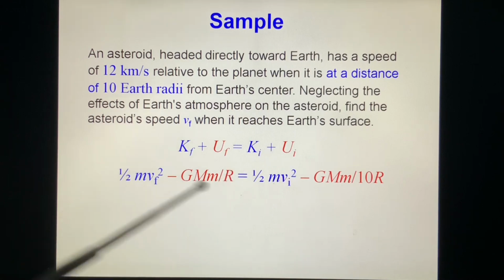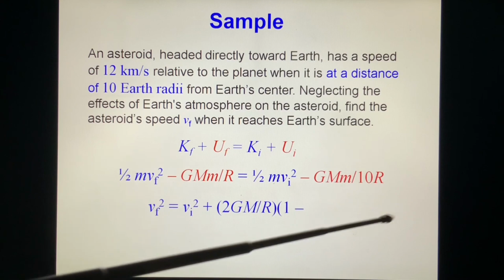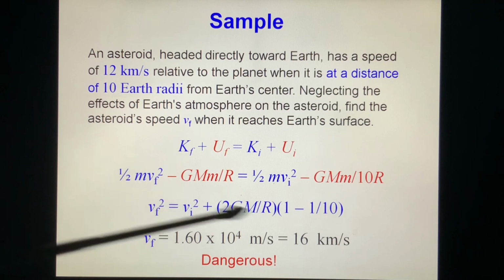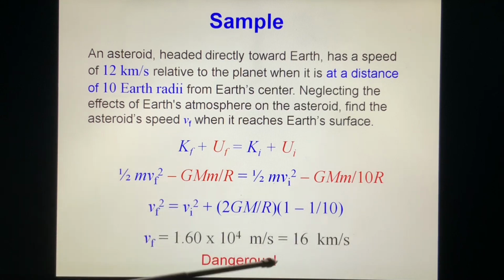So in this way, we can find v final, okay? v final squared equals v initial squared plus the potential terms. Combine these two, get this one, and we get v, okay? We put the numbers in, and we get the answer: 16 kilometers per second. A very huge number, very dangerous.